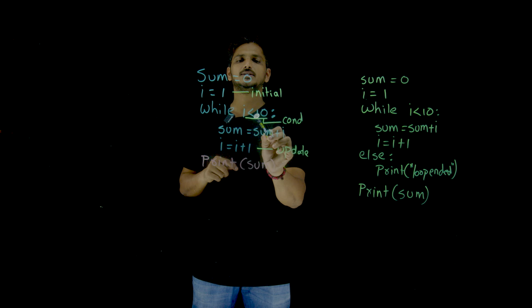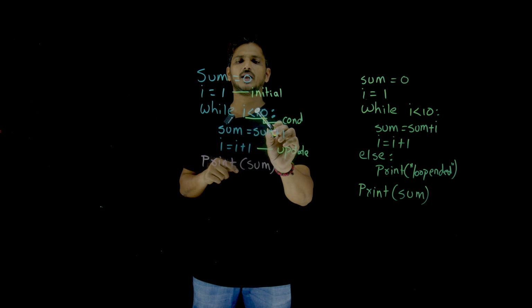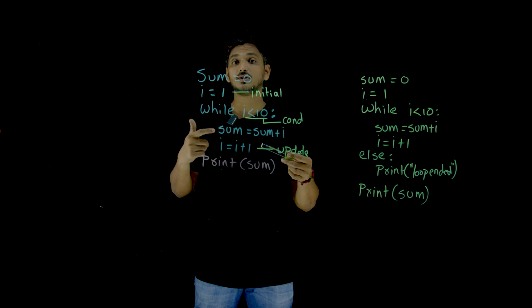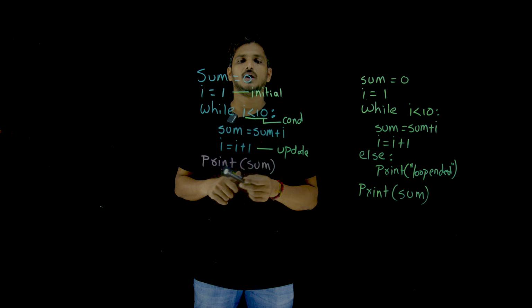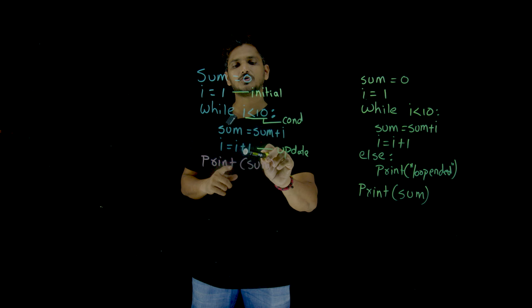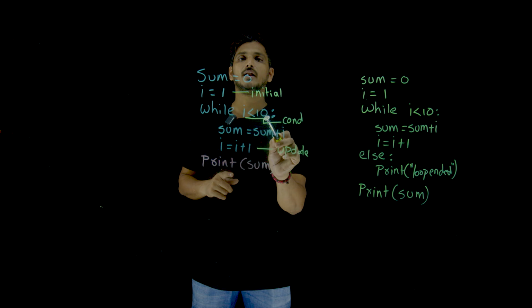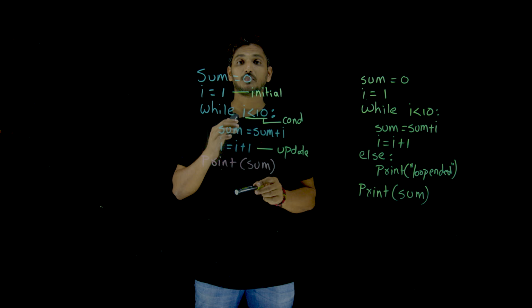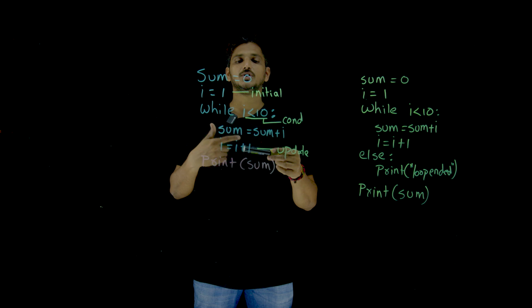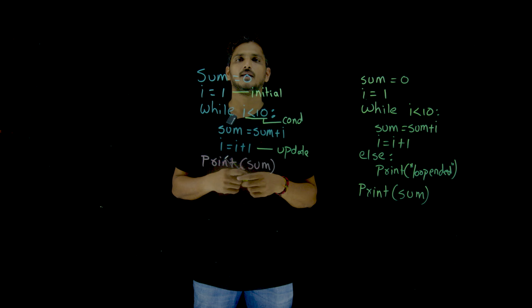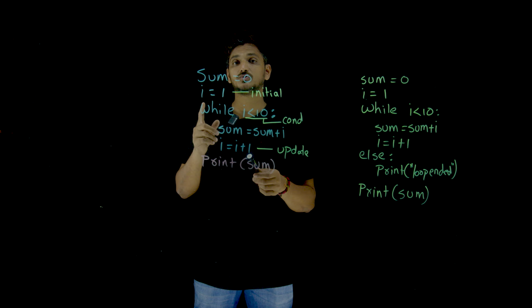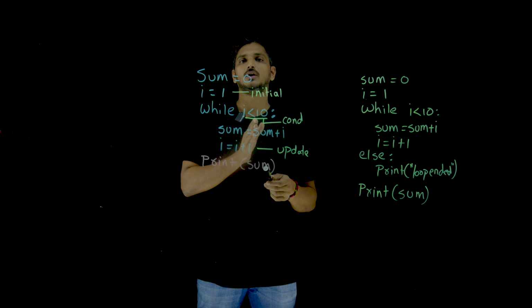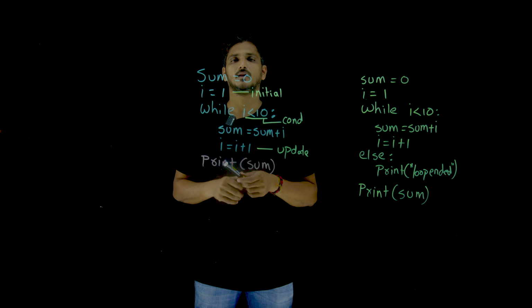Again execute the body. Again update. Again check the condition. Again execute the body. Like that, how many times is it going to execute? Until the condition is false. 9 less than 10, the condition is true. Go inside. 10 less than 10 is false. Up to then, you are going to execute the body. So this is going to execute 9 times. It is going to sum the values from 1, 2, 3 all the way up to 9.